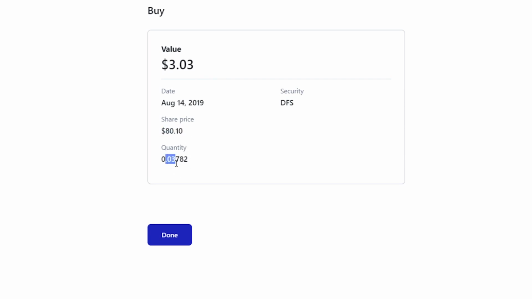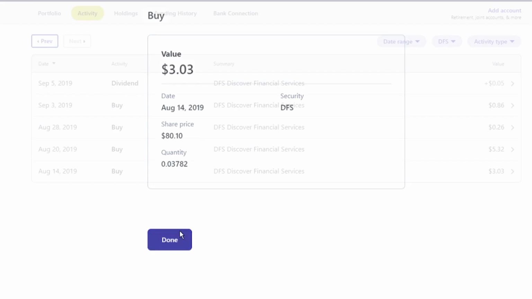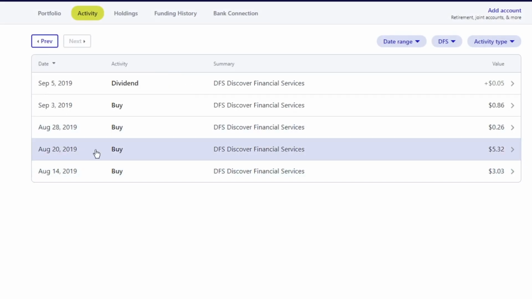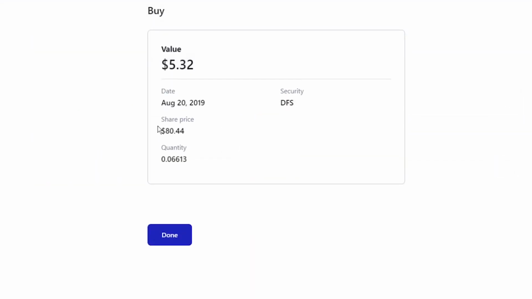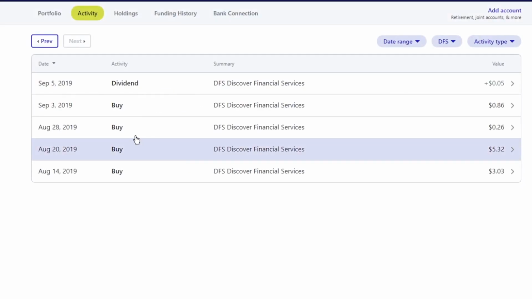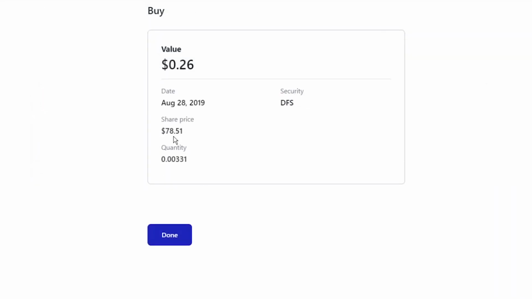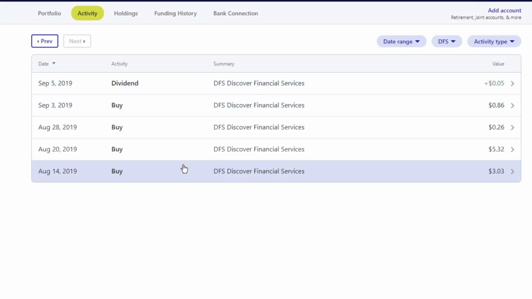And then I bought almost 3.7% of a share, based off of the quantity there. A couple weeks later, when I'm doing my regular investments, I'm buying more, again at $80.44. A couple weeks later, technically the price went down for the share, and it was at $78.51. So you can get an understanding of what I was doing: I was starting my investment and then I was putting money in.